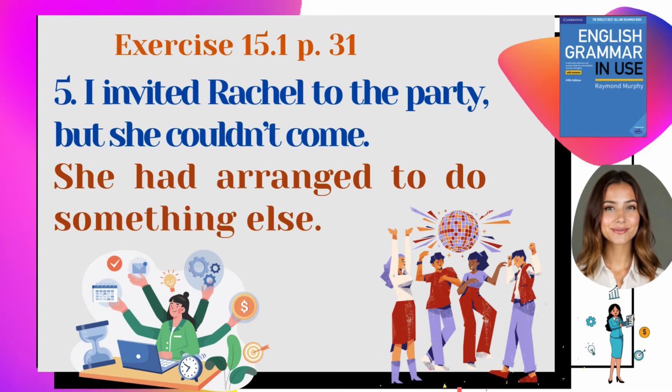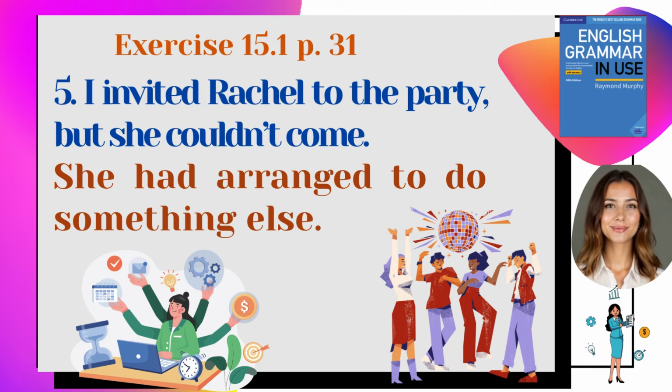So we say, I invited Rachel to the party, but she couldn't come. She had arranged to do something else. Past simple tells us what you did, inviting her. Past perfect tells us about her previous commitment, something that had already happened before your invitation. We use past perfect because two things happened in the past. We want to show which one happened first. Rachel's arrangement happened before your invitation. Past perfect makes the time order very clear.